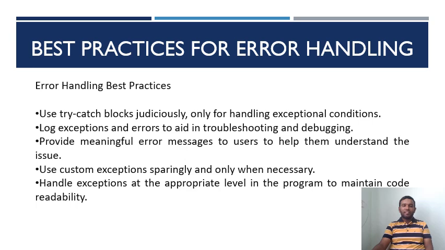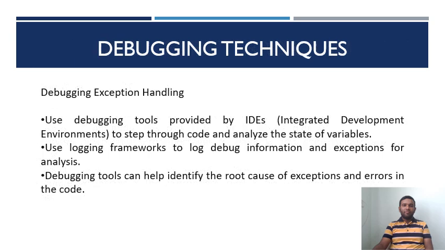These are some of the practices used for exception handling or error handling in Java. Debugging techniques, debugging exception handling. Use debugging tools provided by the Integrated Development Environment, or IDEs, to step through code and analyze the state of variables. Use logging frameworks to log debug information and exceptions for analysis. Debugging tools can help identify the root cause of exceptions and errors in the code.